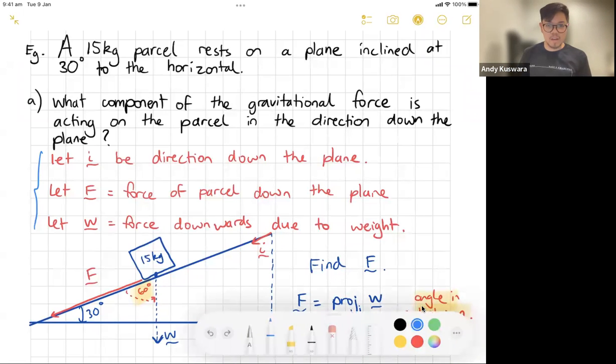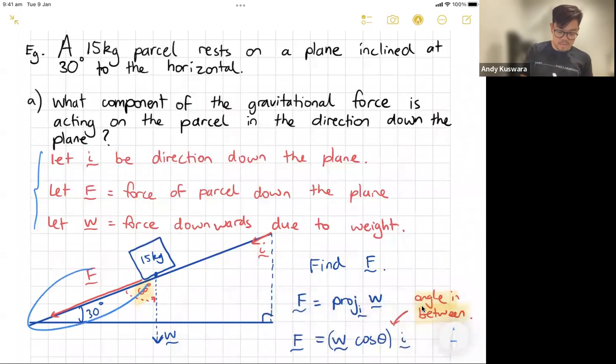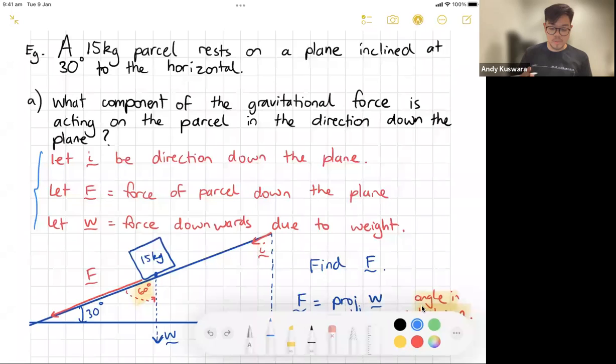Now, my F is my force of the parcel down the plane. So that's kind of this guy here. That means that parcel will be drawn towards sliding down that incline. And I'm also going to let W be the force downwards due to weight, because there's a particular weight that's actually drawing it down.